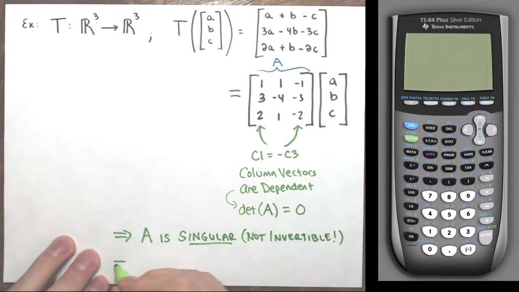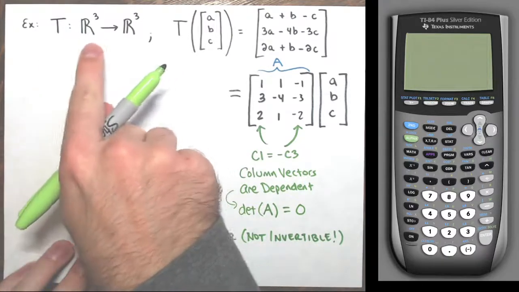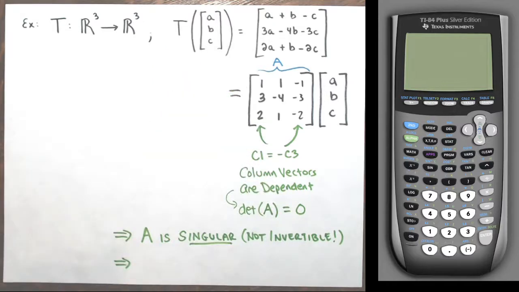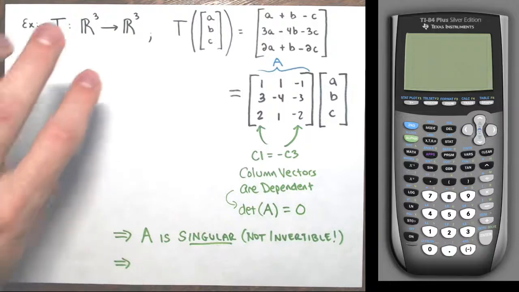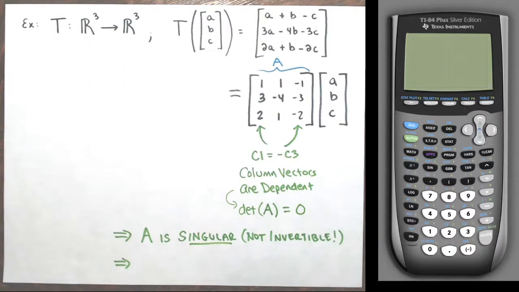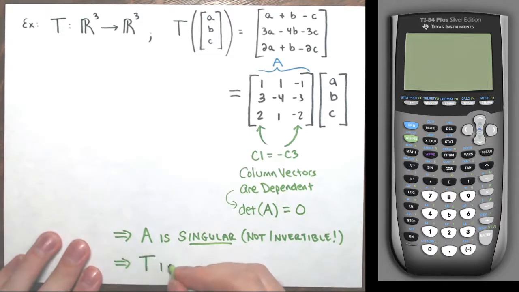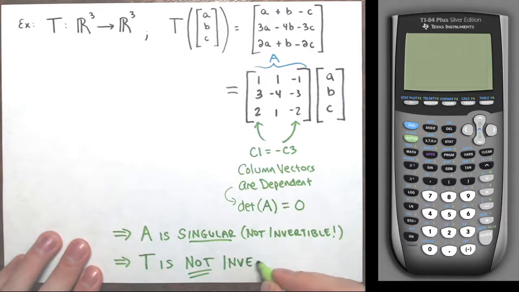So this transformation here is also not invertible. If you were to reverse the mapping, it would not be a proper transformation. It would not satisfy the definition of a proper function. So T is also not invertible. T inverse is not a transformation.